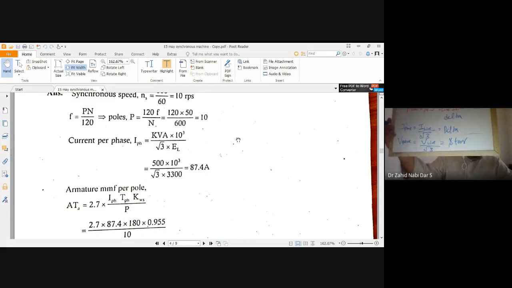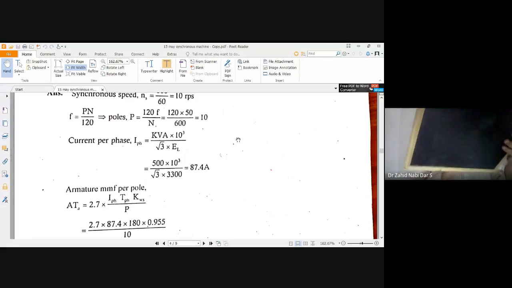Now if you are trying to express it in line, you wrote 3 V line I line cos phi. But now consider the case of delta. When you are writing delta, your V line would be equal to V phase, no problem. But your I line would not be equal to I phase. I line would be equal to I phase by root 3.